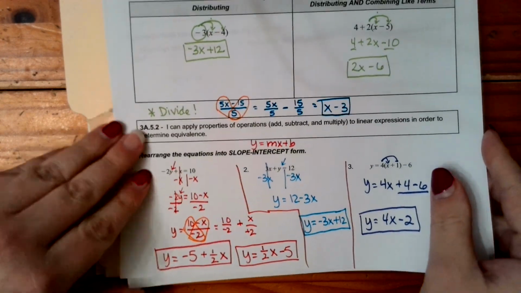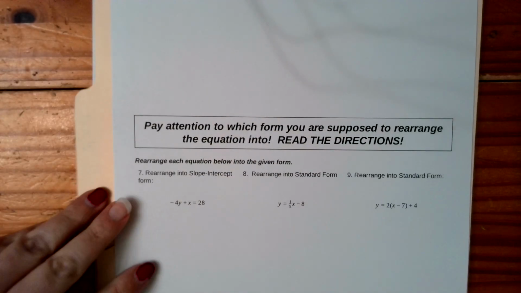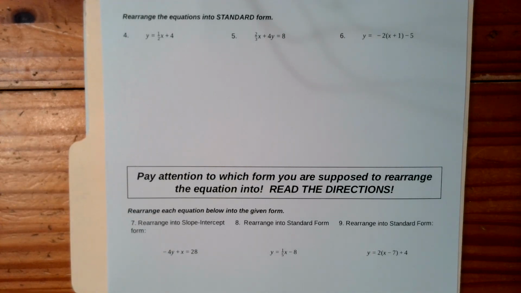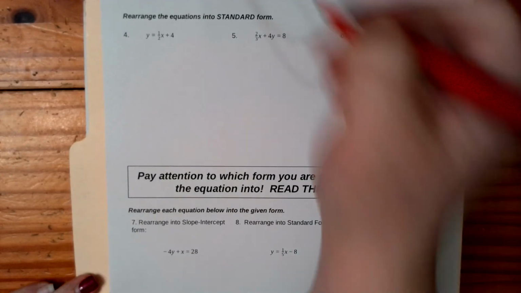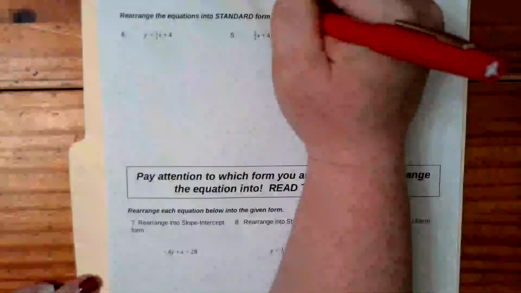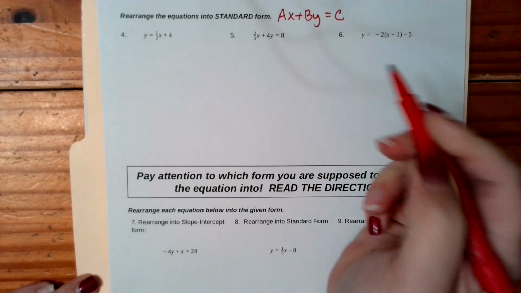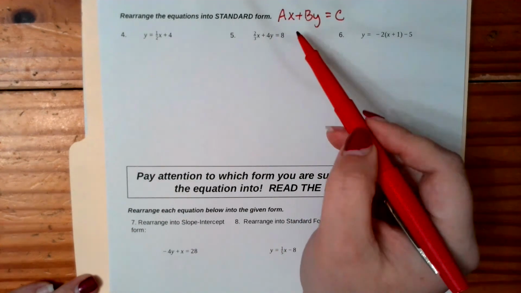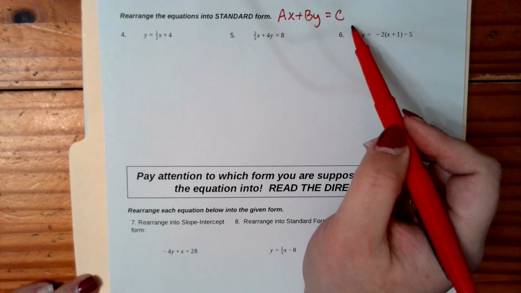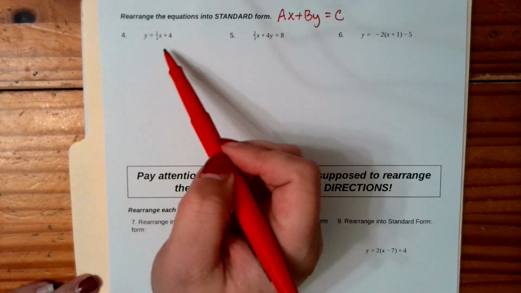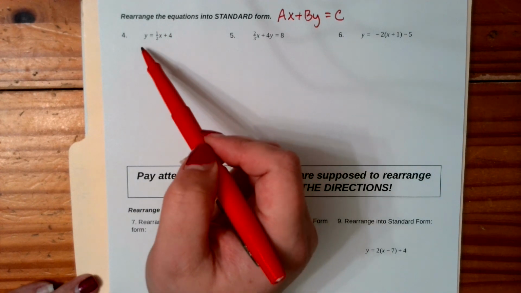Okay, so now let's look at some other examples that we have. So these examples have different directions, so you have to pay attention to what they say. Now it says rearrange the equations into standard form. So just as a reminder, standard form is ax plus by equals c. And one of the big ideas here is that a, b, and c have to be whole numbers. They cannot be fractions.